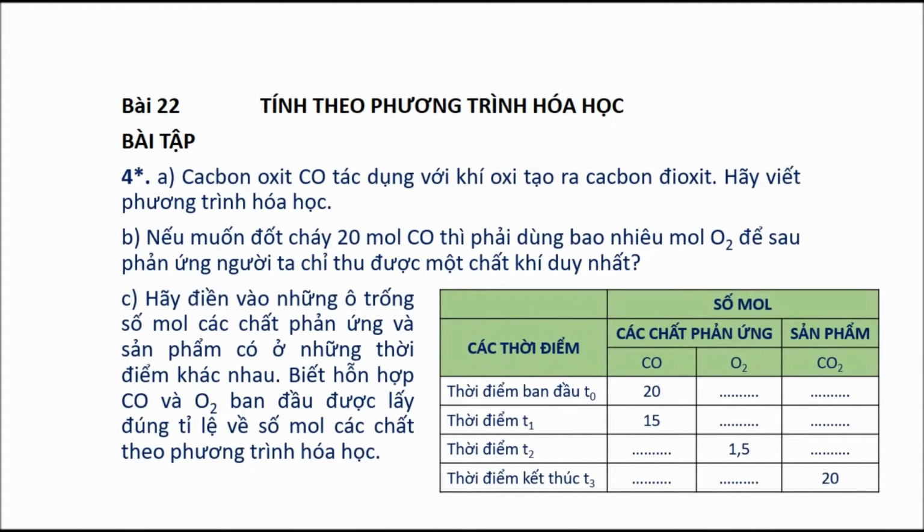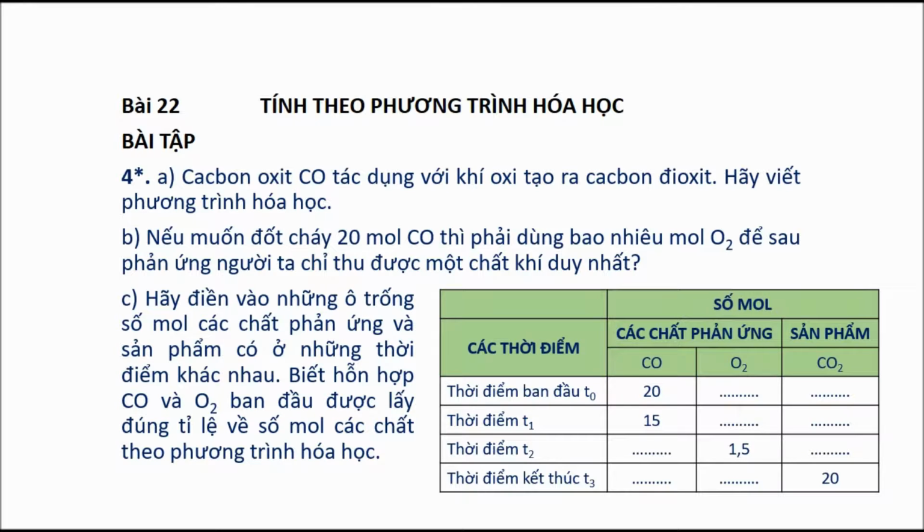4*. A. Carbon monoxide CO reacts with oxygen gas forming carbon dioxide. Write the chemical reaction. B. How many moles of oxygen are needed to burn 20 moles of CO in order to obtain only one gas after the reaction? C. Fill in the blank cells with the number of moles of reactants and products after different time intervals. Given that the initial mixture of CO and O2 has the same molar ratio as the molar ratio in the chemical reaction.